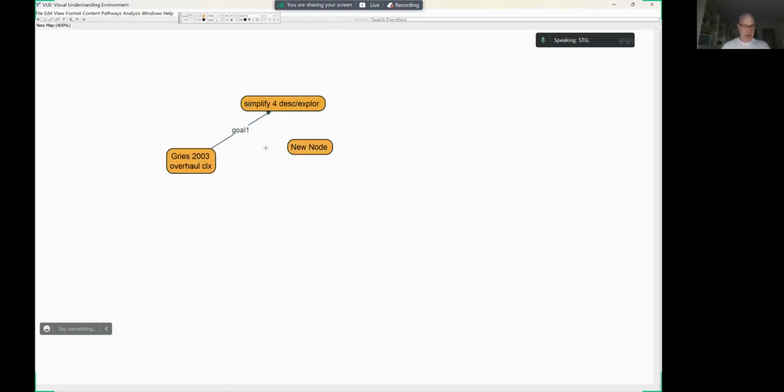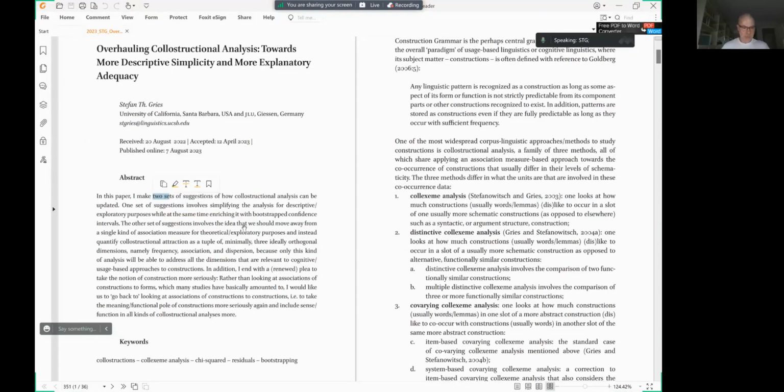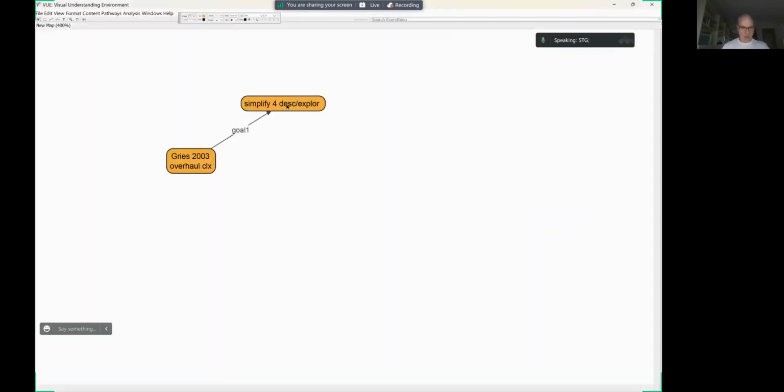Back to the paper. The other set of suggestions involves the idea that we should move away from a single kind of association measure for theoretical and exploratory purposes, and instead quantify collostructional attraction as a tuple of minimally 3 orthogonal dimensions, namely frequency, association, and dispersion. Okay, so that's the second thing the paper apparently wants to do.